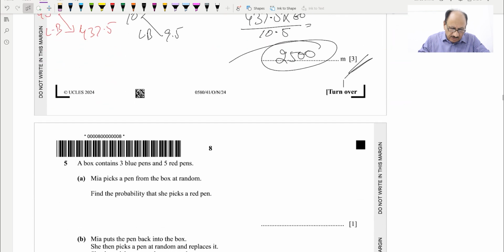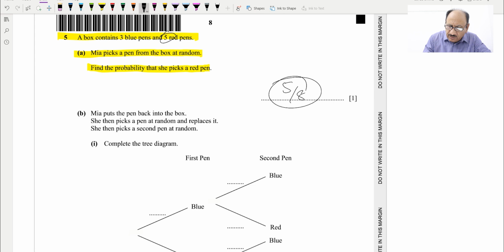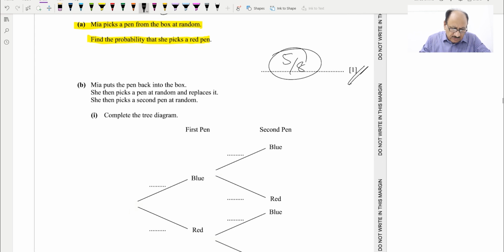Hopefully you understand this. Now question number 5: a box contains 3 blue pens and 5 red pens. Mia picks a pen from the box at random. Find the probability that she picks a red pen. There are 5 red pens out of a total of 8, so the probability will be 5 by 8, and this is for 1 mark, which is done.